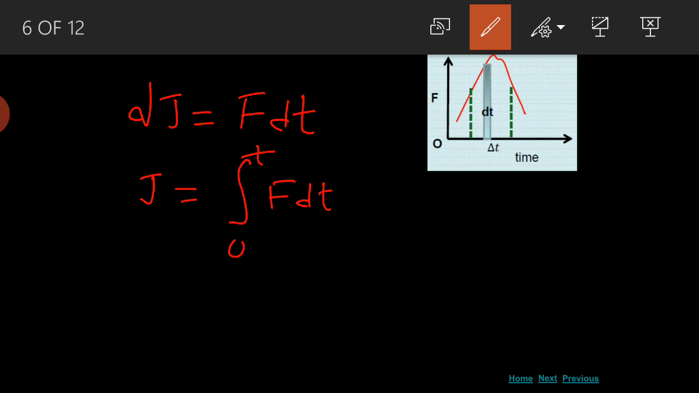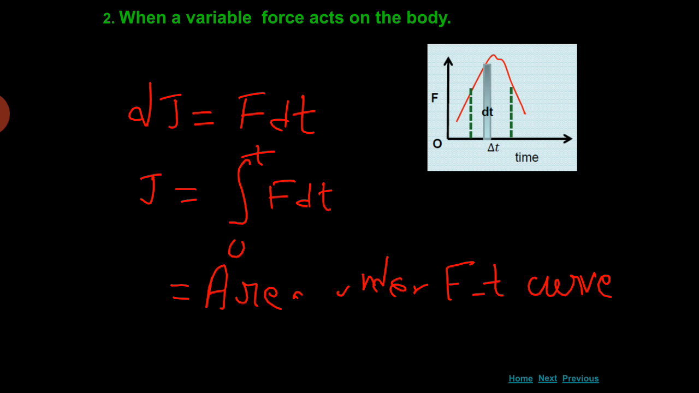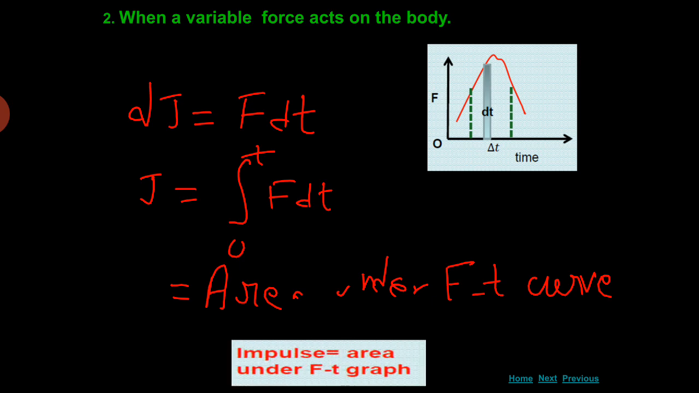So it is ∫F dt, and again this is equal to the area under the force-time curve. Thus, the area under the force-time graph gives the magnitude of the impulse of the given force in the given time interval. So finally, what we conclude from the graphical treatment? Impulse is always equal to the area under the force-time graph.